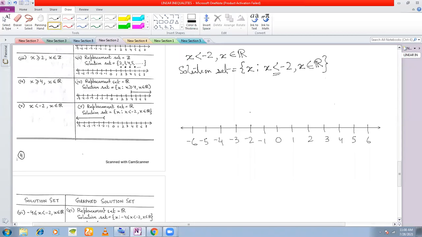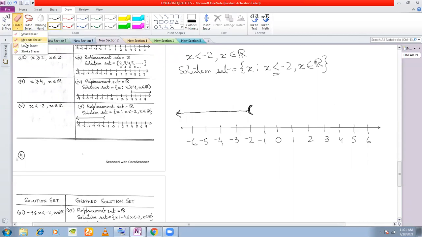So above minus 2, we give a curved line, but the curved line can either be this way or this way. Let's decide which one to give. Now see, x is less than minus 2. So all the numbers that are less than minus 2 will be your solution set. So you give an arrow like this. And because it starts from minus 2 but does not equal minus 2, there's no equality here, so you give a curved line like this. I hope this is clear.